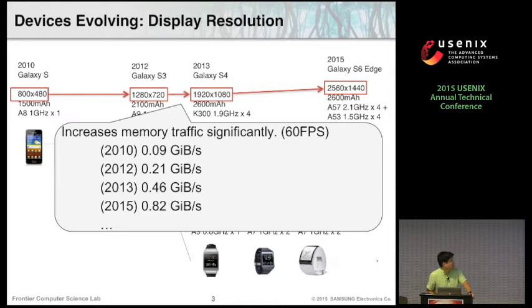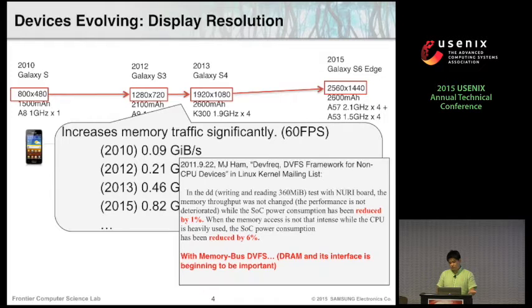When we look at display devices, the resolution has been increasing a lot. Five years ago, we had 800 by 480, and right now we are approaching UHD. The memory bandwidth caused by the display is increasing as well. Five years ago, it was about 100 megabytes per second, and it is approaching about 1 gigabyte per second. So we are using a lot of memory bandwidth, and it is causing a lot of energy consumption in the devices.